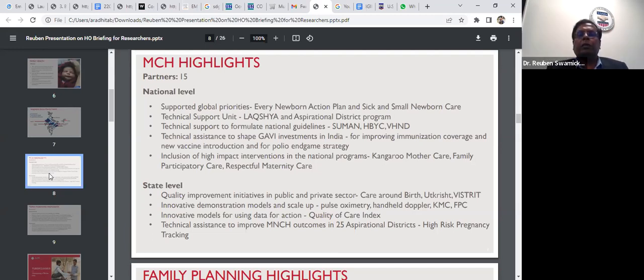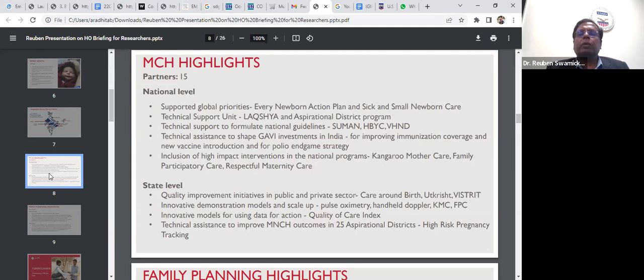Many of you have probably been on various teams that have engaged in these areas: kangaroo mother care, family participatory care, and respectful maternity care, just to mention a few. So these are all the things that are happening at national level. But to help implement this at state level was what I mentioned earlier. So we're looking at quality improvement initiatives in the public and private sector.